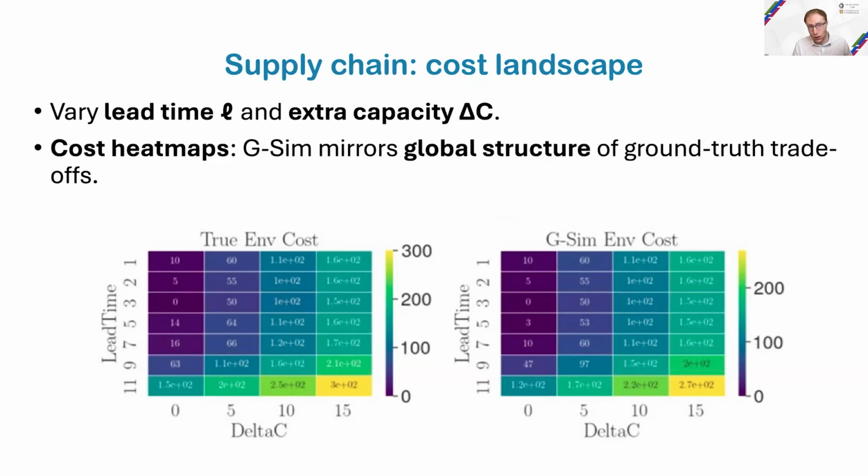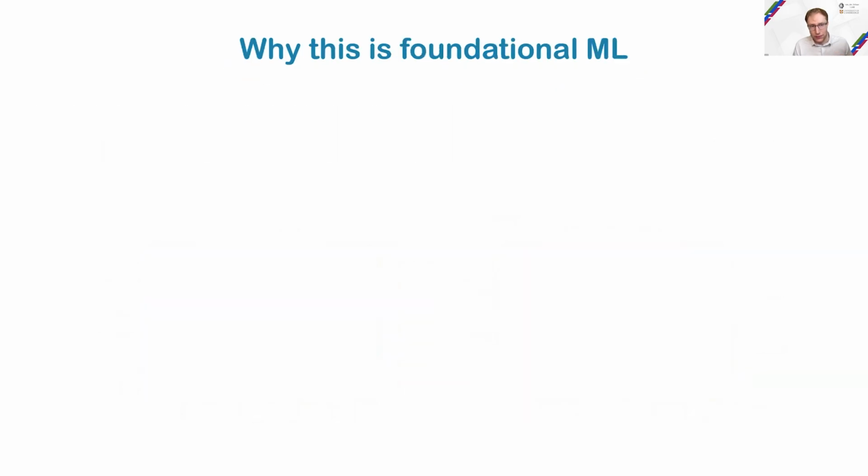In this case, once we have a simulator which is fit to real data, we can then model, say, lead time or extra capacity, and actually model, when we vary these things, what the optimal policy would be with such an accurate simulator. And we can, in this case, mirror the global structure of the ground truth trade-offs.